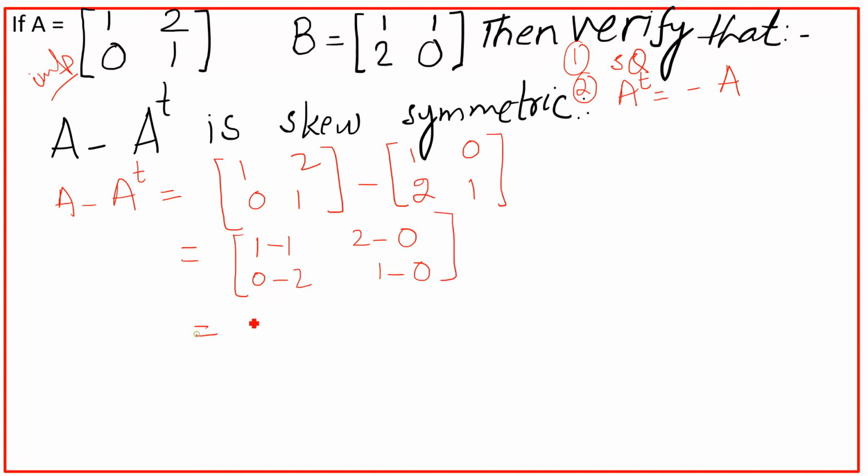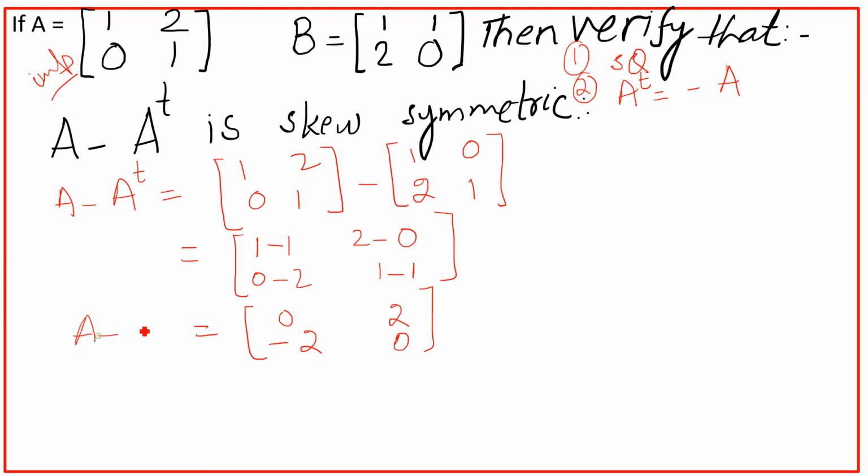So it will be 0, 2, negative 2 and 0. See, I told you, you should be very careful, otherwise 1 minus 1. If you make an error in your mathematics, do not try to find your error. It is time consuming. Just do the question again.